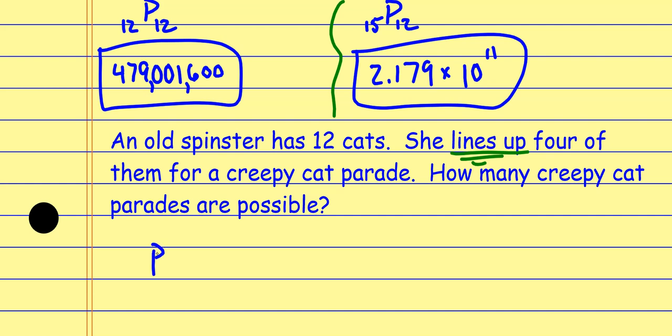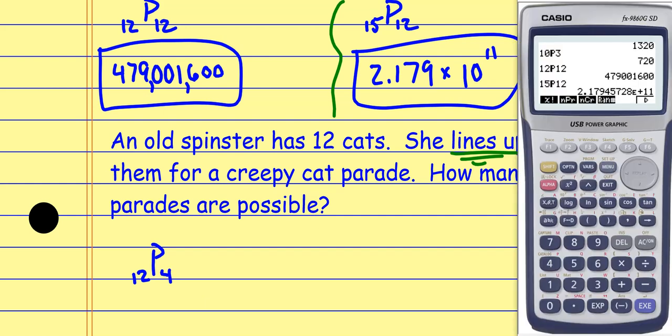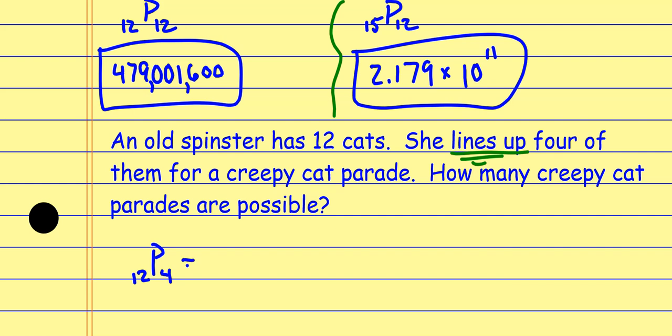So it's the permutation. There are 12 total cats, and we are picking 4 of them for the parade. So now I punch it in. It's the 12 permutation 4. And it's 11,880. That's a lot of different arrangements, and you're only talking about arranging 4 things because we have so many options to pull from.